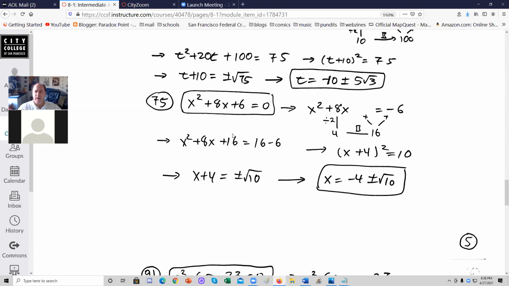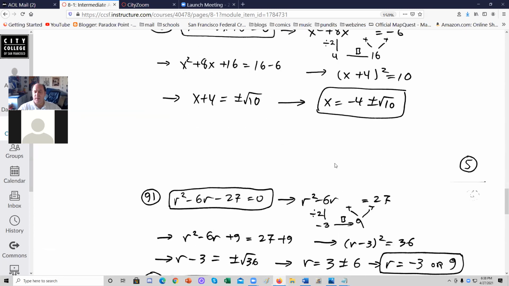This left is a completed square of x plus this 4 here, squared. x plus 4 squared. 16 minus 6 is 10. x plus 4 squared equals 10. Okay, so square roots: x plus 4 equals plus or minus root 10. Transpose, x is negative 4 plus or minus root 10. These are the solutions to this.